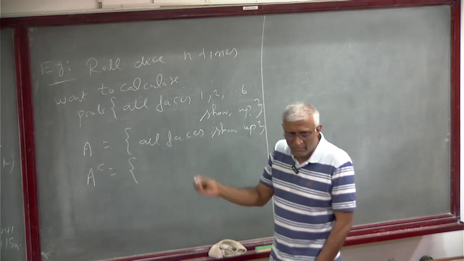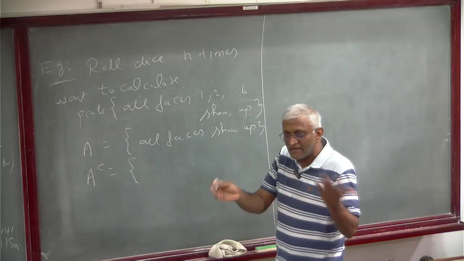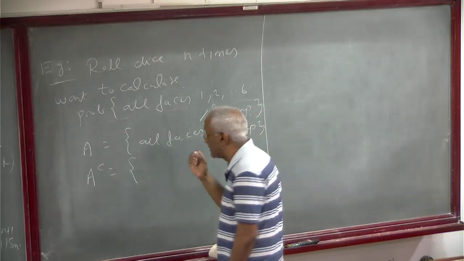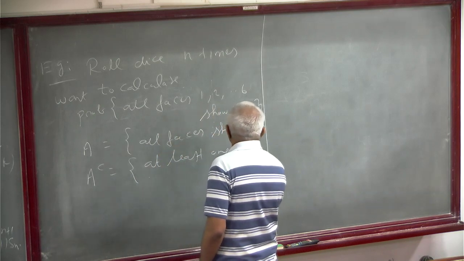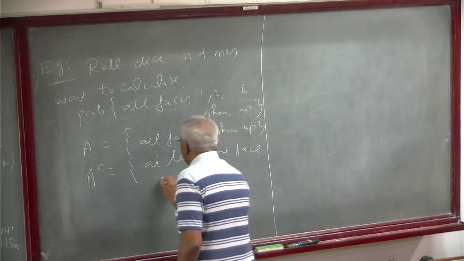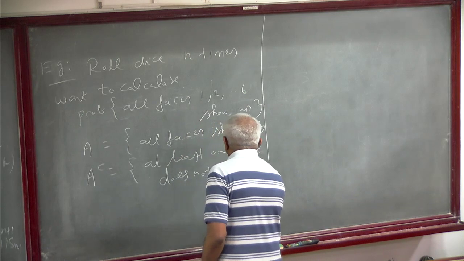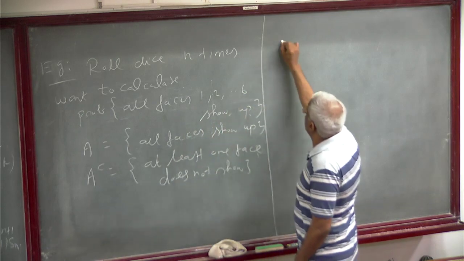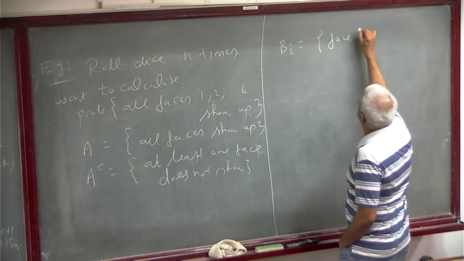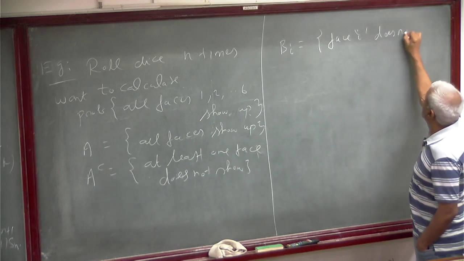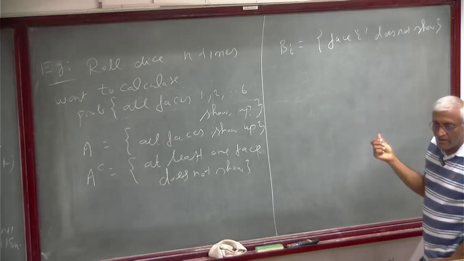I'm sure you're comfortable with this, but you should be careful: the complement of all faces showing up doesn't mean none of them show up. That's not possible. So at least one face does not show up, right? So let us call Bi the event that face i does not show up in the n throws.